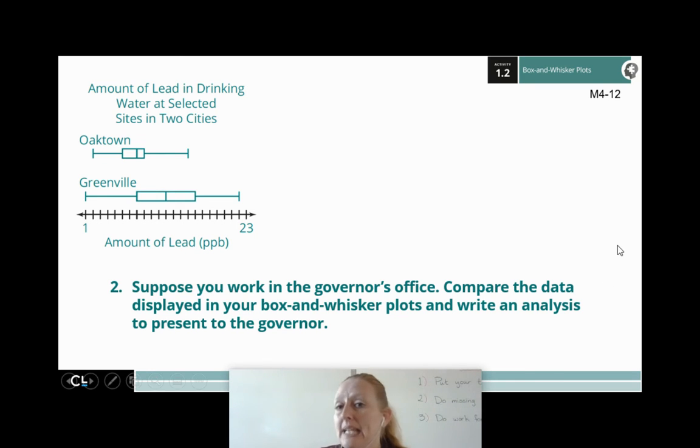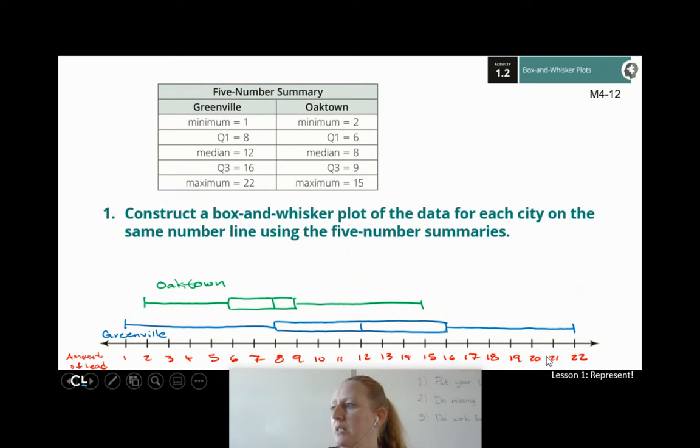So I sat down to write my little report, my analysis to the governor, and I noticed a few things. First of all, I noticed that everybody in Oaktown was below the level. Did you catch that? Everybody in Oaktown was below. In fact, we'll come back to this one. It's a little easier to see. 15 parts per billion or less. Everybody in Oaktown was below that. They were either at 15 or below 15. So 100% of Oaktown is okay.